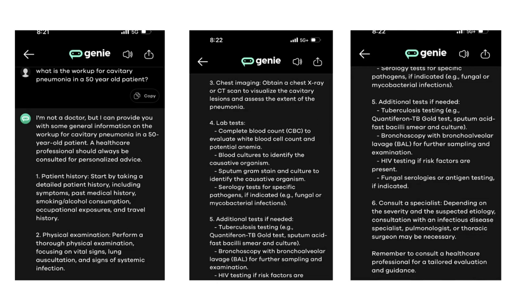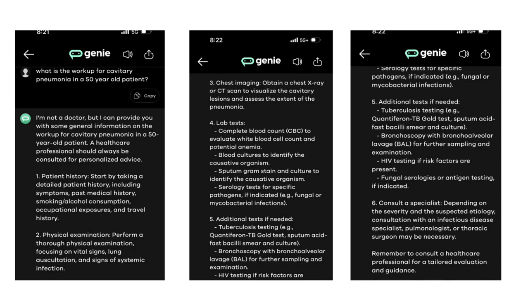But look at how detailed this is. This is the same cavitary pneumonia in a 50-year-old patient. So it goes, I'm not a doctor, but I can give you some general information. And 1, 2, 3, 4, 5, 6. 1 is history, focusing on smoking, occupation exposure, travel. Physical exam, focusing on lungs and signs of systemic infection. Then on labs, it tells you about sputum, gram stain and culture, serology, TB testing, quantiferon, BAL, HIV testing. And then at the end, it will obviously tell you to consult a specialist. It should be an infectious disease, pulmonology, or thoracic surgeon might be necessary.